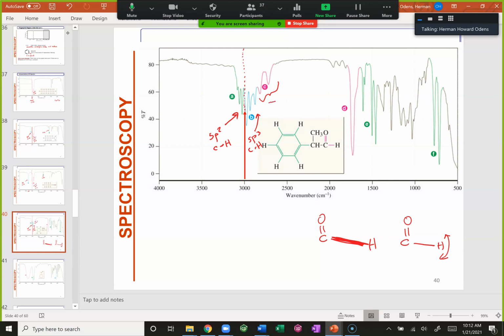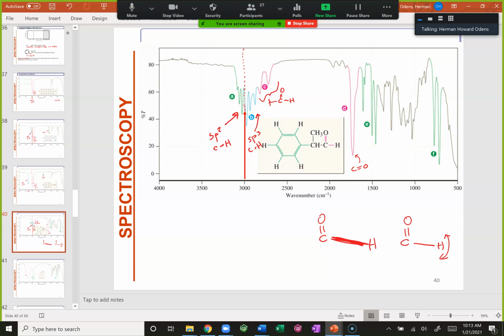So here you'll have your aldehyde group. Makes sense, right? Next in line is the carbonyl. So I have a carbonyl, and that carbonyl is for an aldehyde group. What is the signal for the aldehyde group? Right here, this one. This is a carbonyl group.